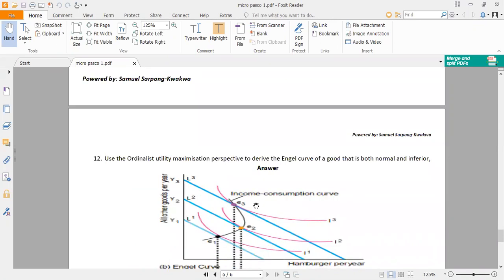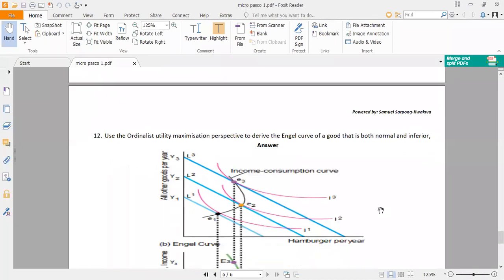Right, number 12. Use the ordinalist utility maximization perspective to derive the Engel curve of a good that is both normal and inferior. Right, so if we remember, the income consumption curve is what we call the Engel curve. And it talks about the changes in the two goods that the consumer is buying whenever there's a change in income, holding the prices of the two goods constant. So as you are increasing income, what is the effect on the demand for the two goods?